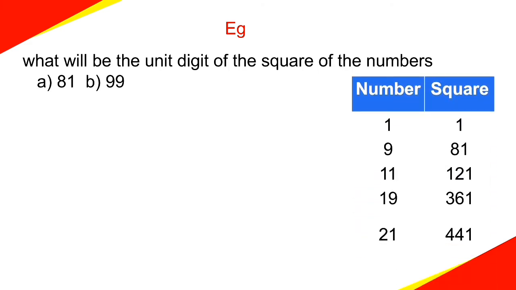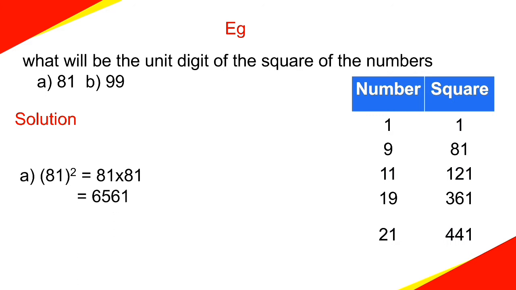Now once you can see this table, you can get a little bit idea how to solve this problem. Now we are going to solve this. He asked you to find unit digit of the square of the number. Option A, 81 whole square is equals to 81 into 81. What is the value you can get? Right, 6561. So 81 whole square, you are getting 6561. He asked you to find the unit digit. So 1 square is 1. So we are getting the unit digit as a 1.